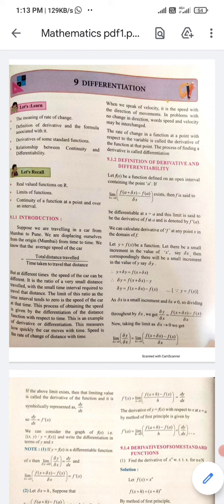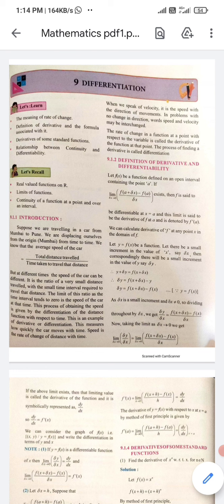Find the derivative of x raised to n with respect to x, where n belongs to N. That is the standard form: d by dx of x raised to n is nothing but n into x raised to n minus 1. Let us prove it. Let f of x be equal to x raised to n, so f of x plus h is equal to (x plus h) raised to n.